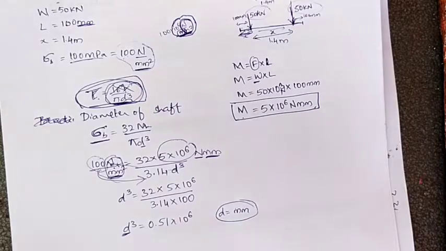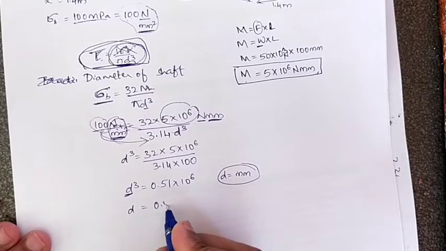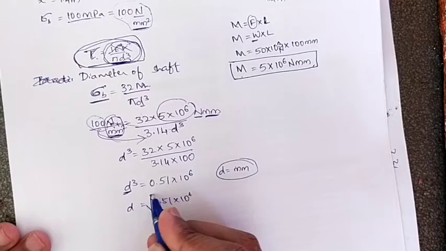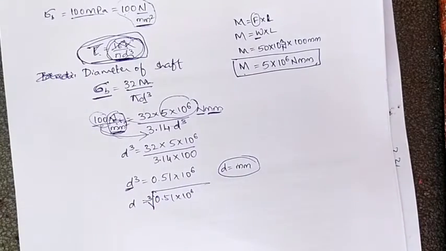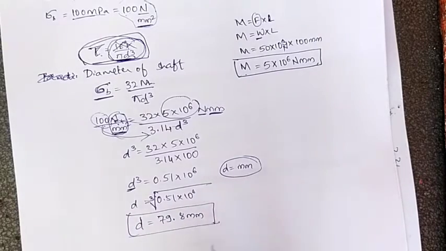So now take the cube root of this value. Now d, you want 0.51 into 10 raised to 6, take the cube root. Then you will get the d value. If you substitute, you will get 79.8. I have told you, you will get it directly in terms of millimeter. That is, 79.8 millimeter is the diameter.